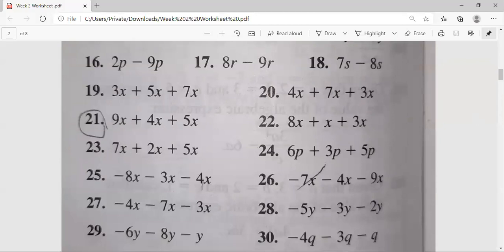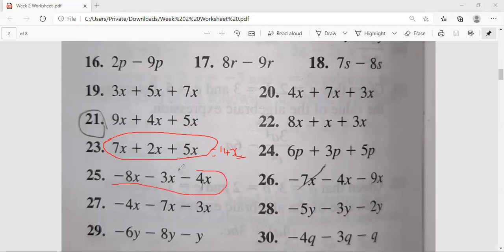All right. I think I could do this mentally, right? So for number 23, what would be your answer here? We just add, right? 7 plus 2 plus 5 will give us 14x. Right?